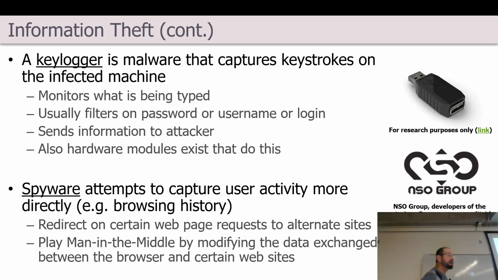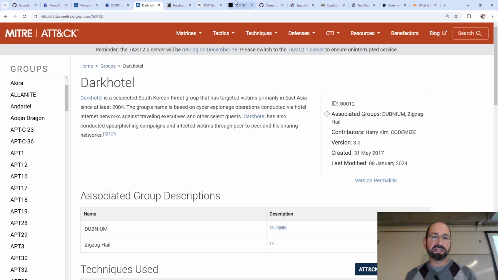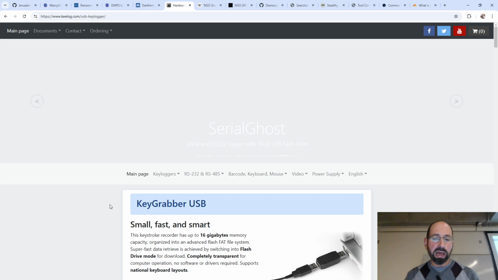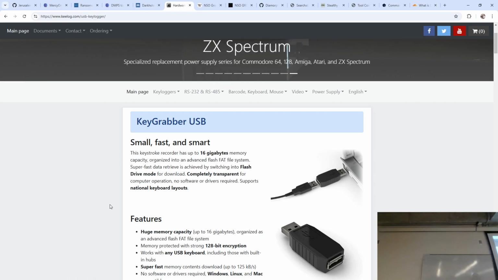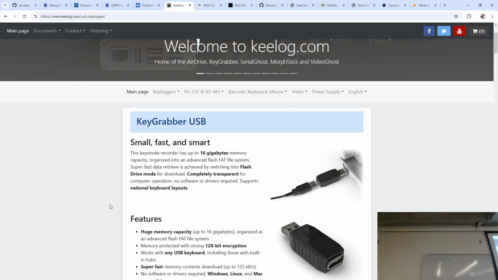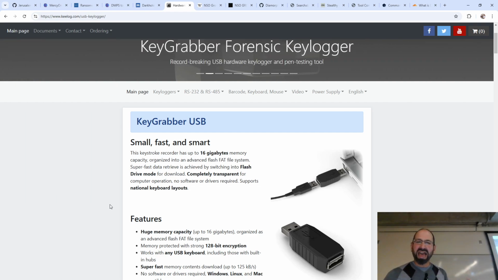But it could also be a hardware mechanism as well. This is one of many such pieces of hardware one can purchase. Key grabber USB, let's look at what it does here. That's actually larger than I would think an equivalent device would need to be. You need some sort of storage on there if it's just going to be storing offline. You probably don't need that much storage.